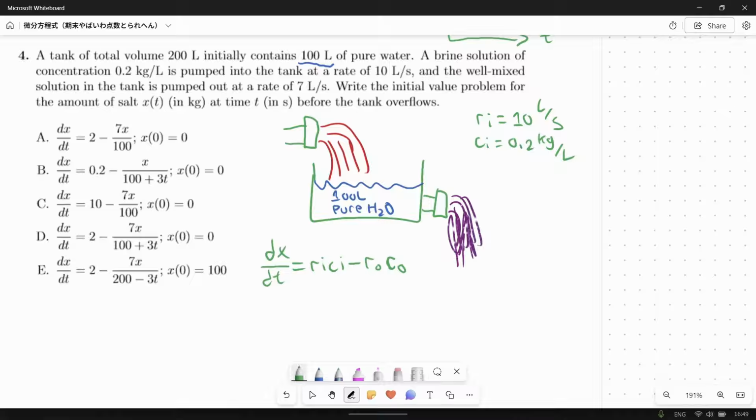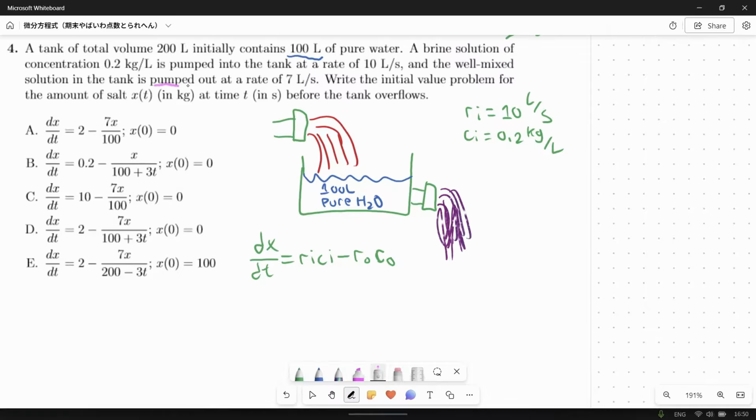And then it also tells us what the rate out of the well-mixed solution is going to be. The rate out that we're given, it's being pumped out at a rate of 7 liters per second. So we can say that our rate out is going to be equal to -7 liters per second. And the reason why it's negative is because it's leaving the tank rather than being added to the tank. So it's like a subtraction.